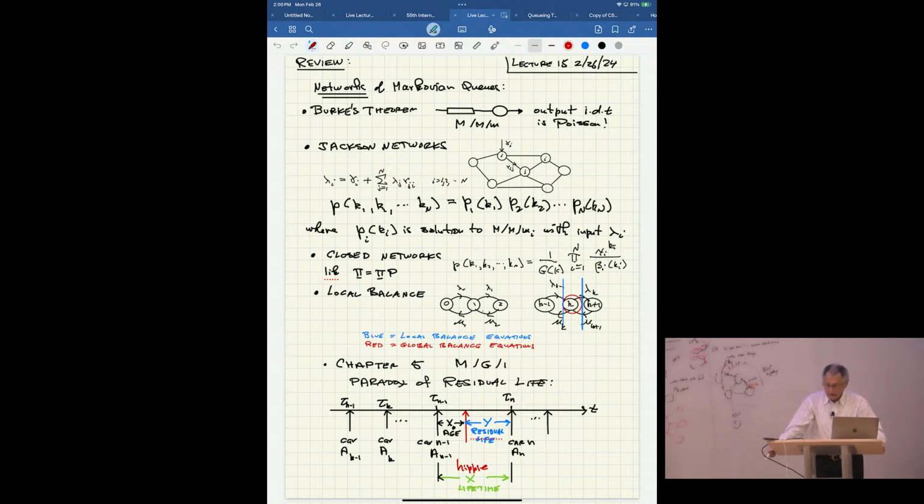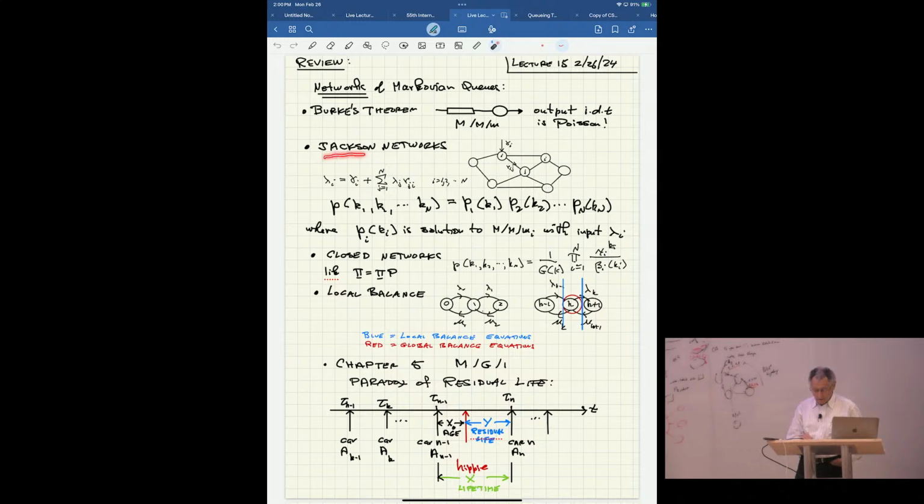Okay, let's get started. This will be lecture 15. As usual, a quick review from last time. Last time we talked about networks, physical networks, multiple nodes, each of which is a Markovian queue. And we introduced Burke's theorem, which basically said that the output of an M/M/1 system is Poisson. And that's true for a sequence of such queues as well.